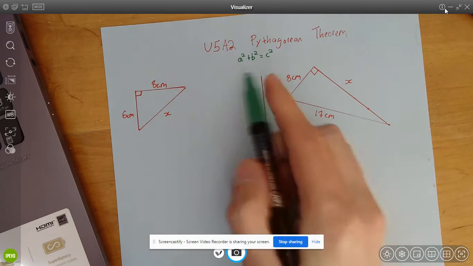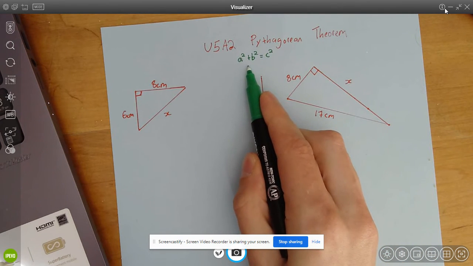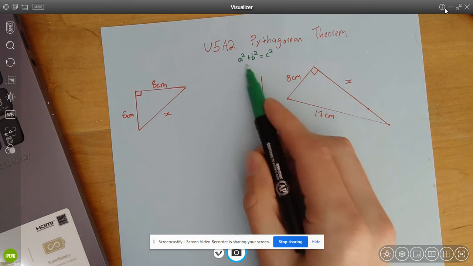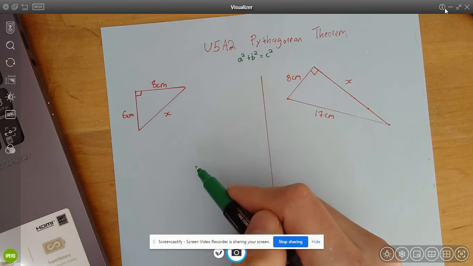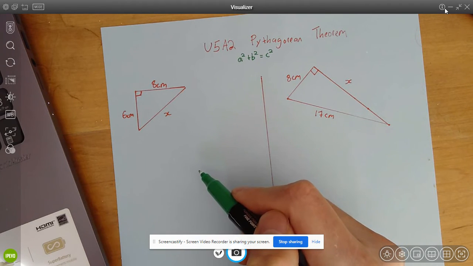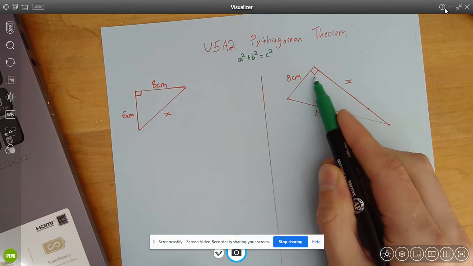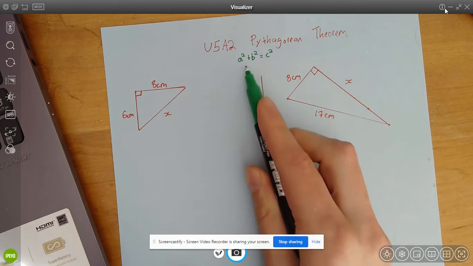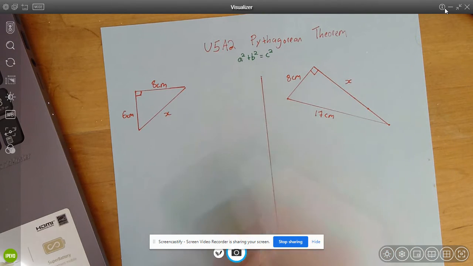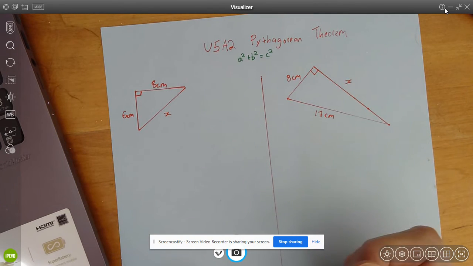So the Pythagorean Theorem is that a squared plus b squared equals c squared. And we're going to use that to find the missing side in a right-angled triangle. The first thing to notice is that every time we use the Pythagorean Theorem, we have to be sure that we have a right angle in our triangle. If we don't, the Pythagorean Theorem won't be sufficient, and we would need to use what's called trigonometry to find the missing sides. And you'll cover that in your grade 10 math class.